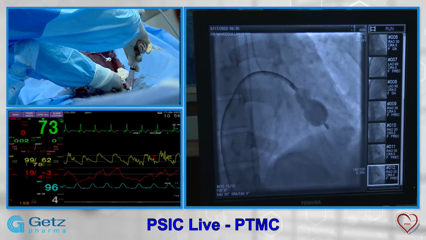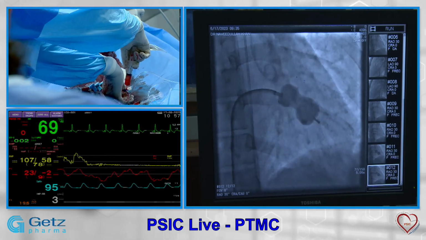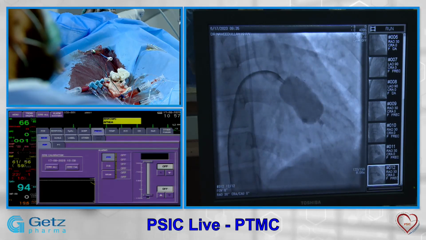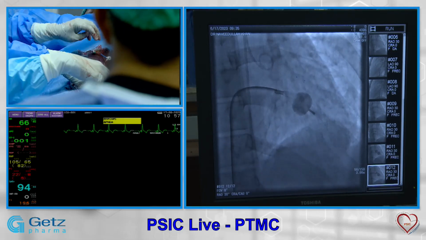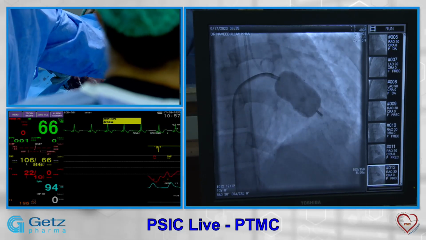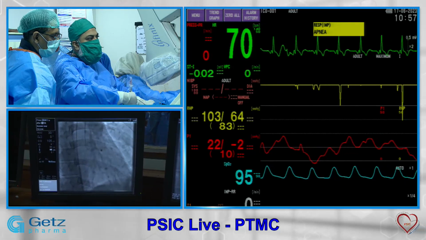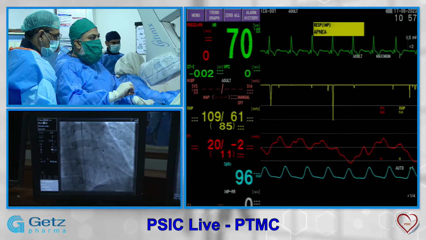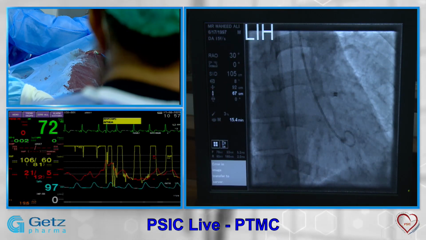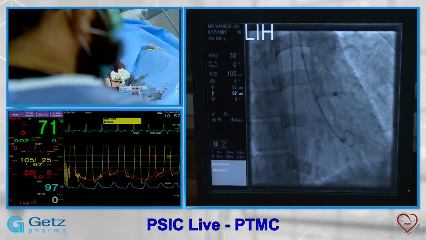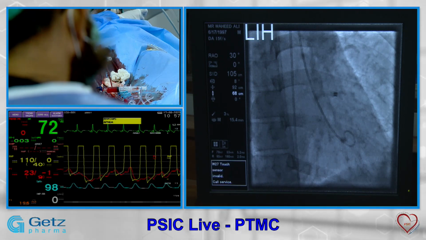Okay, I think we'll take the opportunity of this one. We are doing echo, and we are looking at the pressures. I think you can see the waveform there. Almost no gradient.